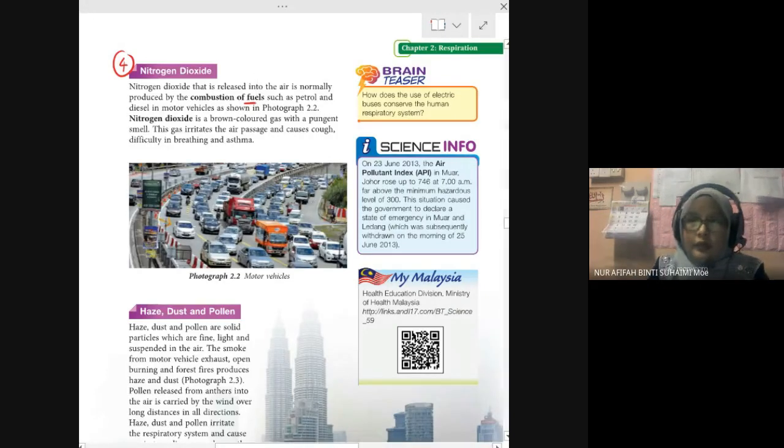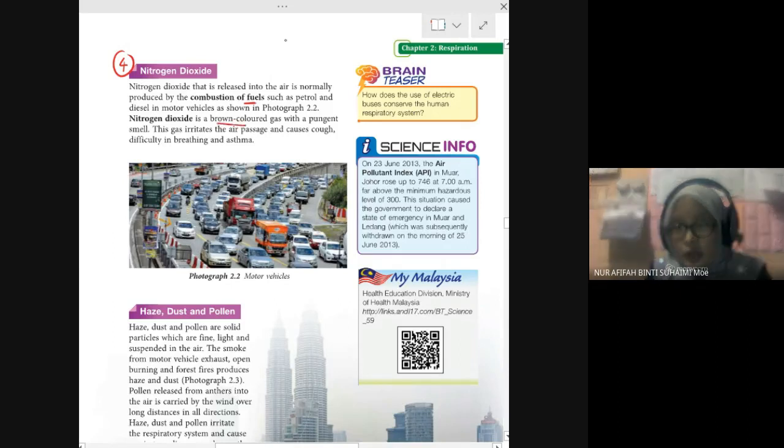Nitrogen dioxide is a brown colored gas. This one has color, brown colored gas. The rest, carbon monoxide and sulfur dioxide, are colorless. Nitrogen dioxide is a brown colored gas with a pungent smell also, same as sulfur dioxide. So this gas irritates your air passage, irritates your trachea, gatal-gatal, and causes cough, difficulty in breathing, and asthma.